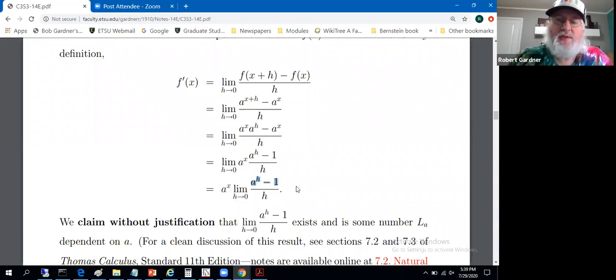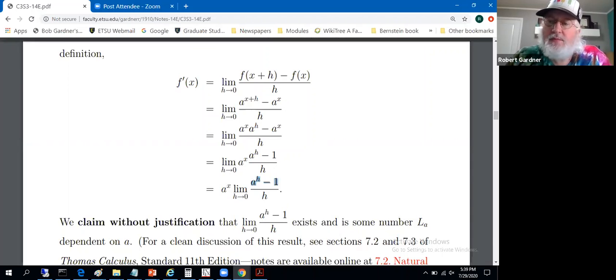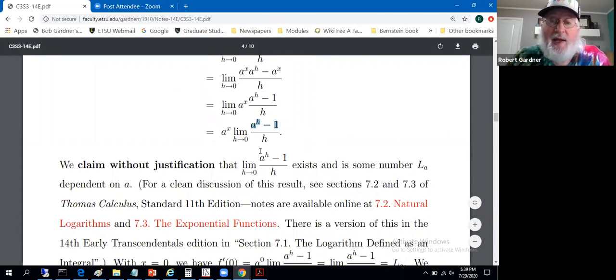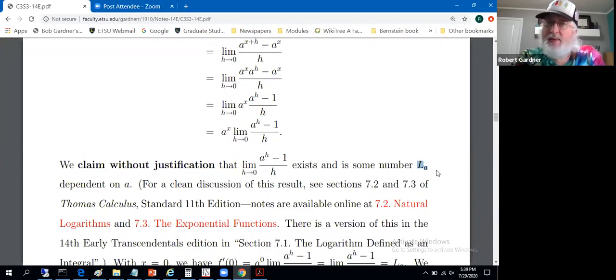We mentioned series recently. So it's not something you can do until you do the series part of the book, chapter, I don't know, 8 or 9, maybe 10, in the calculus book. So for now, we're stuck with it. What we're going to do is claim that this limit here exists, and it's some number dependent on a. Taking the lead from the book, we're going to call that number L sub a.